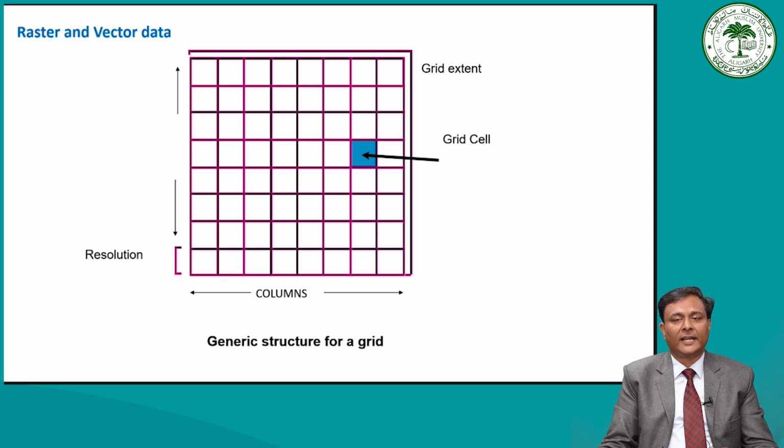Each cell has a value that represents the information. Again, I am trying to highlight that this is about the attribute information. Apart from attribute information, there is locational information, which will correspond to the Earth location, the latitude and longitude information, which each grid cell would be representing. This is a very good example of raster data format.